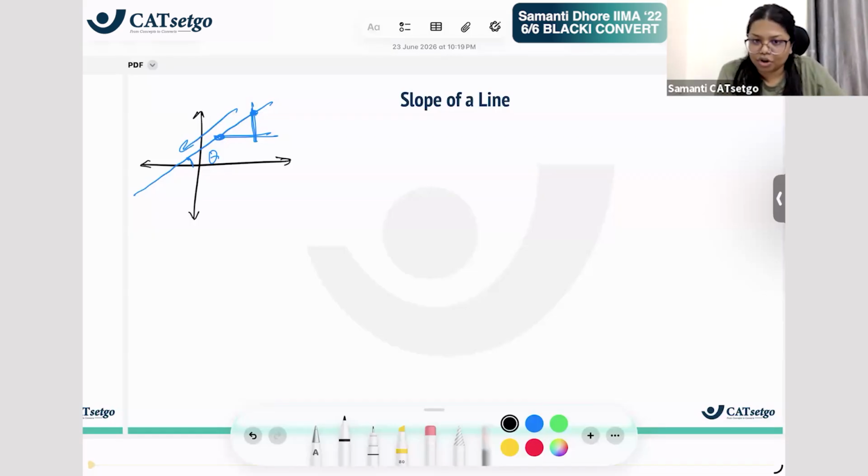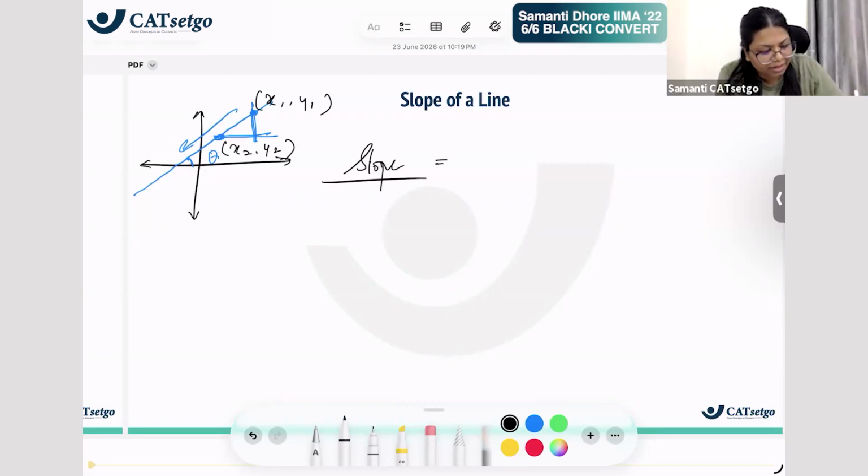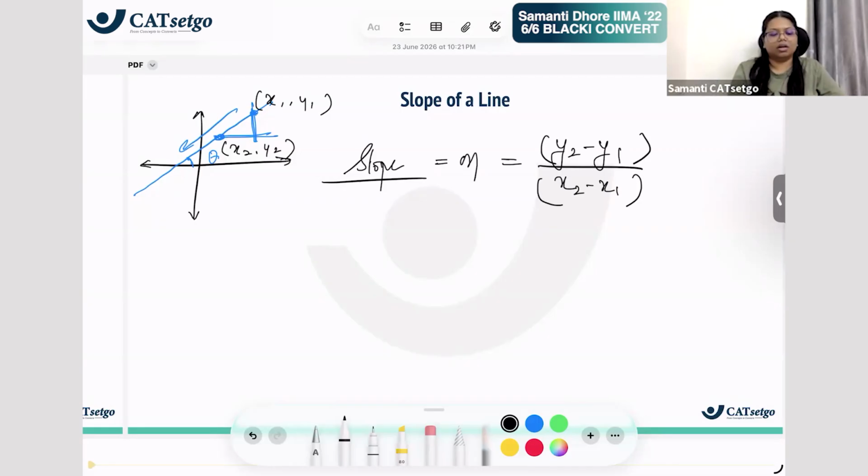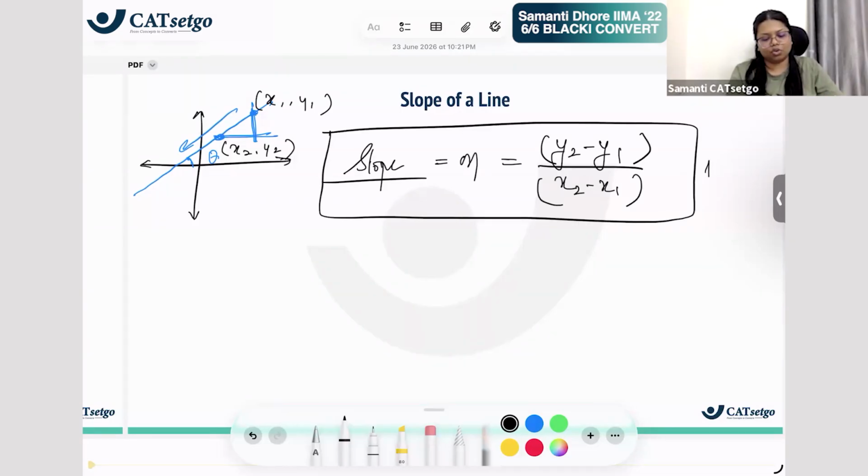So if you take any 2 points on the line, let's say this point is x1, y1, and this point is x2, y2. The slope of a line is defined by the letter m, and m is given as y2 minus y1 upon x2 minus x1, right? The slope is given as y2 minus y1 upon x2 minus x1. This is the formula for slope. Must know. Fair?